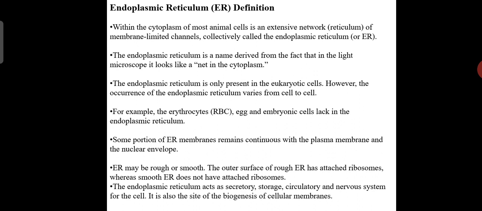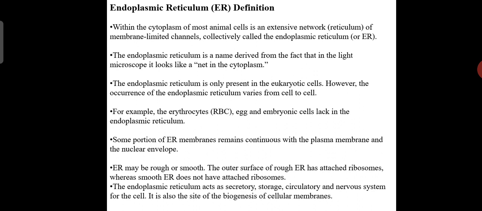So what is the endoplasmic reticulum? We call it ER for short. Within the cytoplasm of most animal cells is an extensive network of membrane-limited channels, collectively called the endoplasmic reticulum or ER. The name is derived from the fact that in the light microscope it looks like a net in the cytoplasm. The ER is only present in the eukaryotic cell.